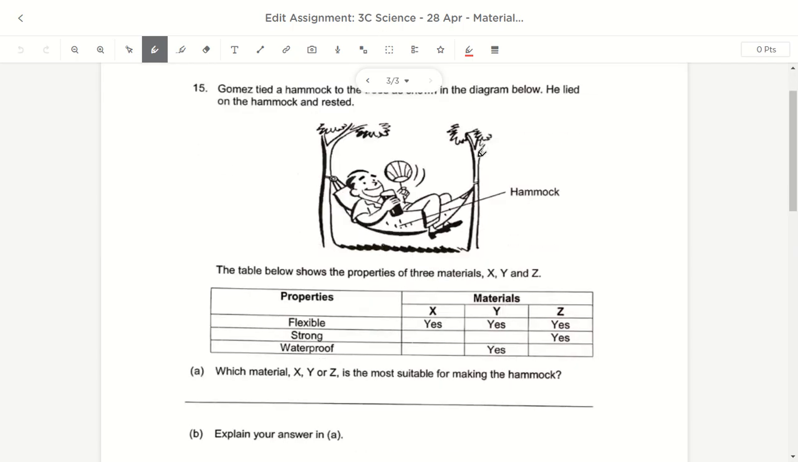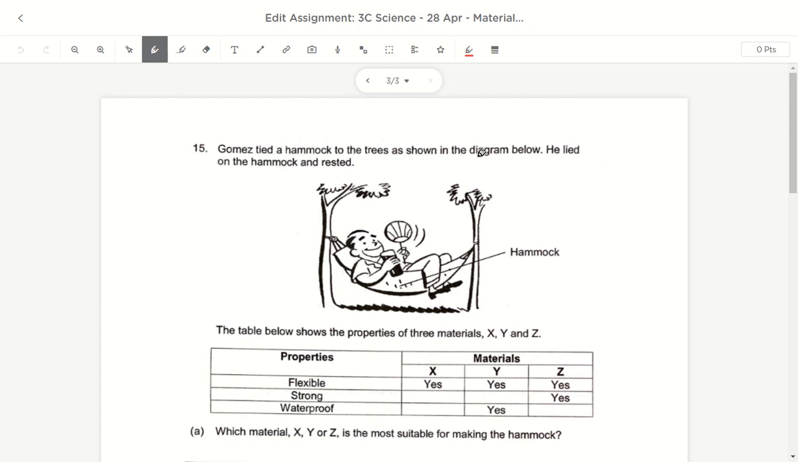Okay, so last question. Gomez had tied a hammock to the tree. So a hammock is like a piece of material that hangs between two trees, and then you can rest on it and sleep on it. Okay, so he tied it and he rested on it. This is a hammock. So once again, think about it. What is the important property a hammock must have in order to do what the man is doing?